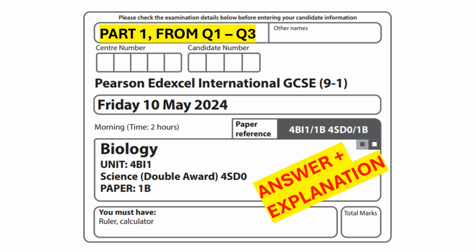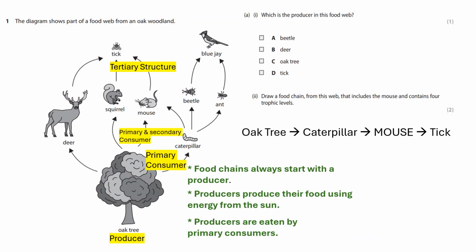This is part 1. I'm going to be answering questions from question 1 all the way to question 3. This is for the May 2024 Biology Paper 1B.